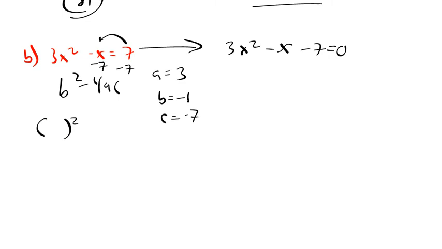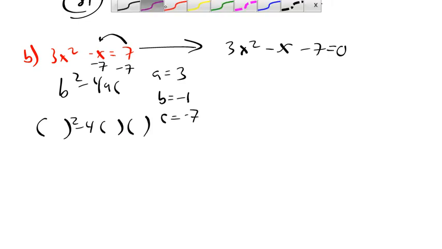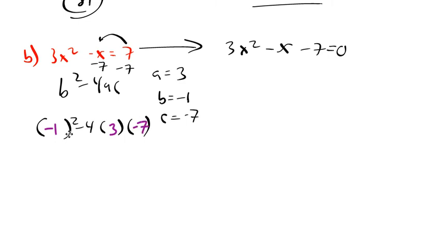That's b squared minus 4 times a times c. And let's go ahead and plug in what we know. We know that this is our b, which is -1. We know this is our a, which is 3. We know this is our c, which is -7. And let's make sure that's right. That's b squared minus 4 times a times c. Okay, so this is 1.